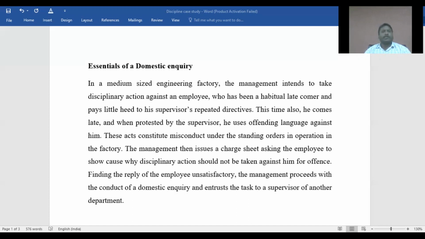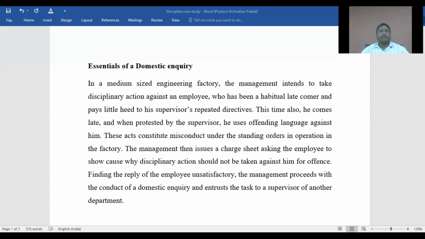So the management decided to issue a charge sheet asking the employee to show cause, to give an explanation why management should not take action against his act. So the management issues a charge sheet asking the employee to show cause why disciplinary action should not be taken against him for the offense.